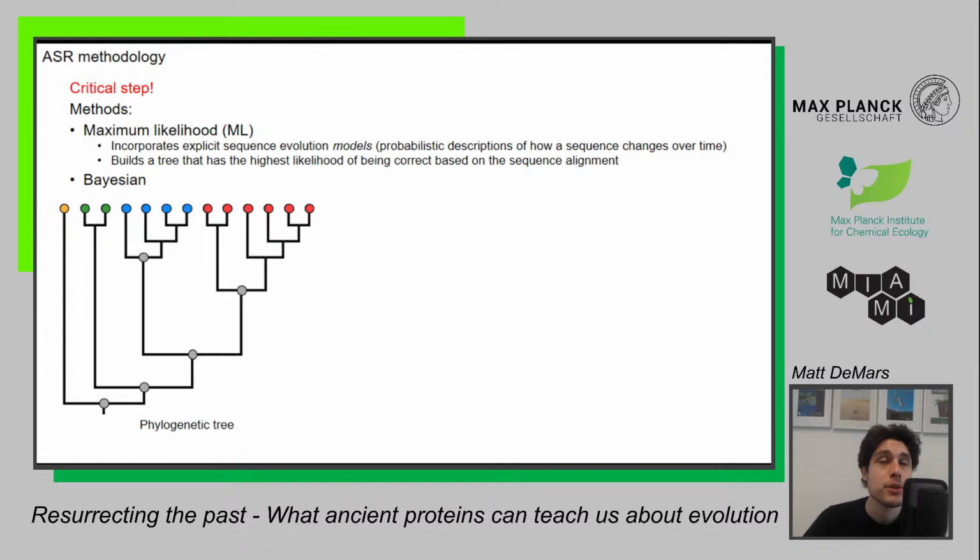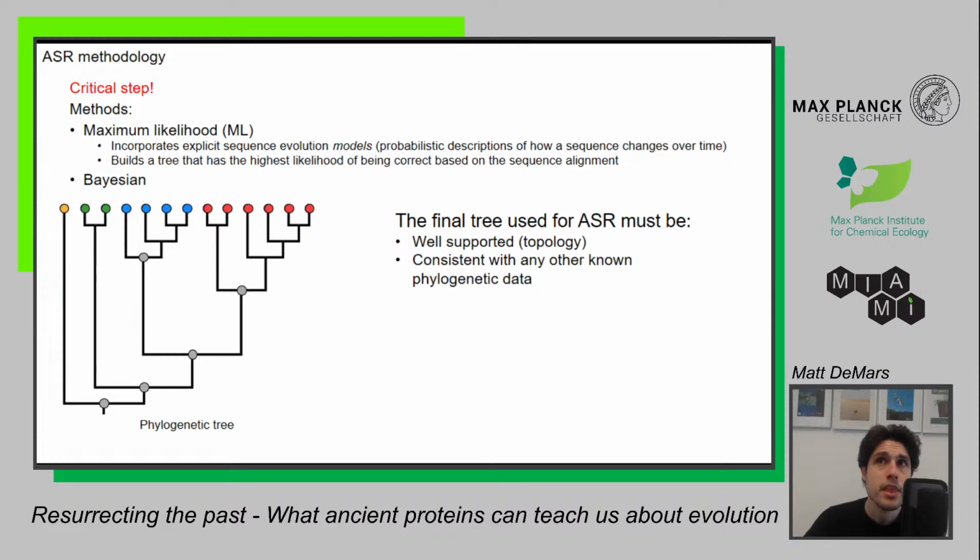The other popular method used is a Bayesian method. I won't talk about the details here, but it's basically using Bayesian inference to build the tree instead of ML. The final tree that you use for ASR should be very well supported topologically. This means that basically all of the nodes have high support values, high bootstrap support values, for instance, if you're performing ML, or high posterior probabilities if you're performing it using the Bayesian method. And it should also be consistent with any other known phylogenetic data that's available.